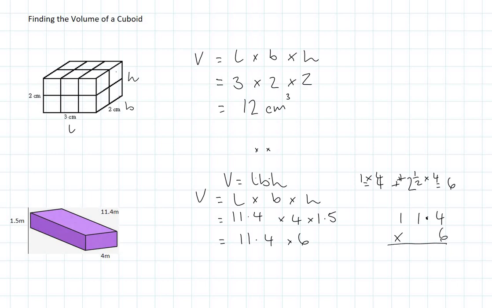4 times 6 is 24. I need to make sure I'm putting my decimal point in there. 1 times 6 is 6, add on the 2, that's 8. And 1 times 6 is 6. So I've got 68.4 here, and it's metres cubed. Whatever that length is, you make that cubed to measure volume.